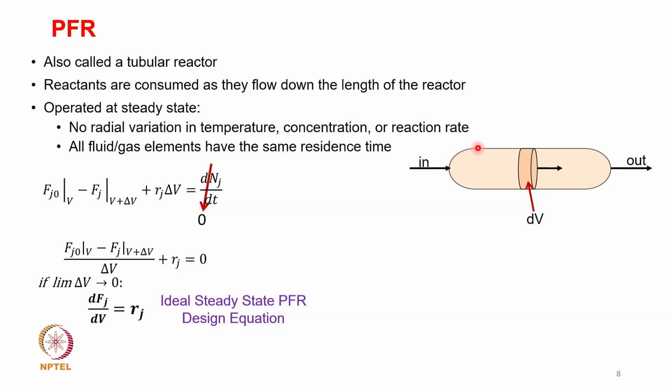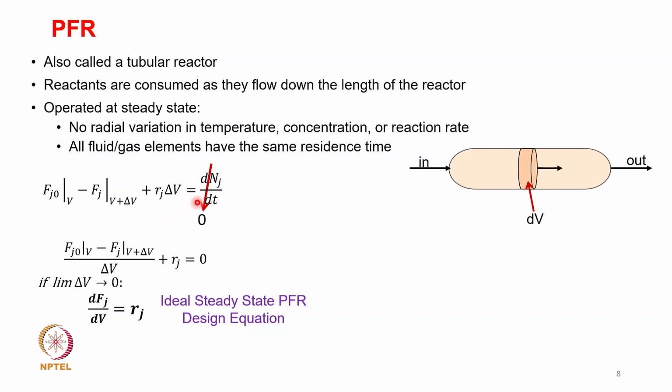So you can see that it is like a front that is moving from inlet until it reaches the outlet. So let's rewrite the reactor equation for the plug flow reactor. Fj0, V. So let's say this particular part is V, and this dV is the small volume in which we are doing this balance, and V plus dV would be this particular point. So Fj0 at V minus Fj at V plus delta V would be Rj times delta V.